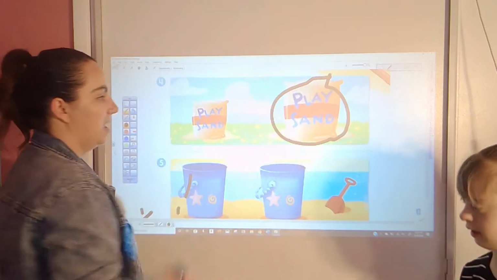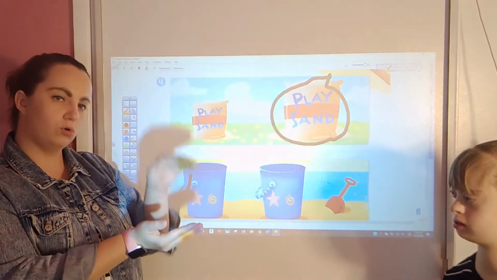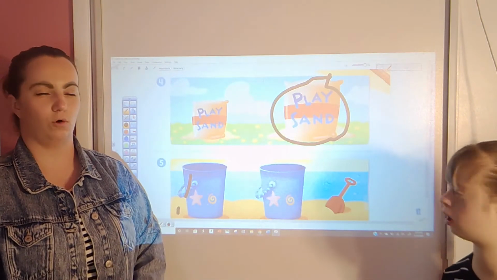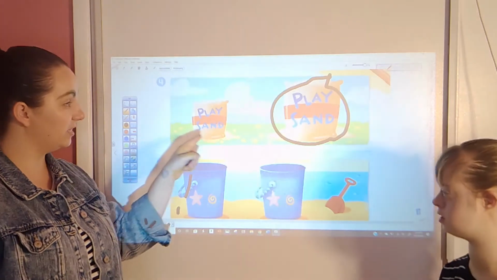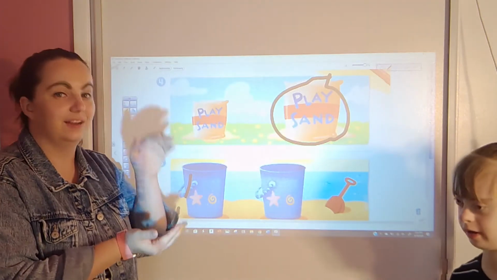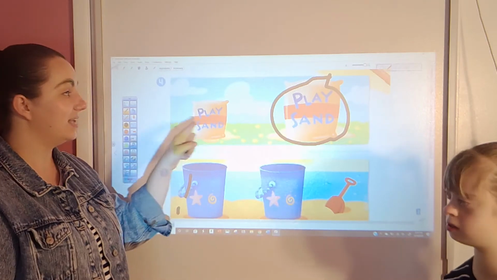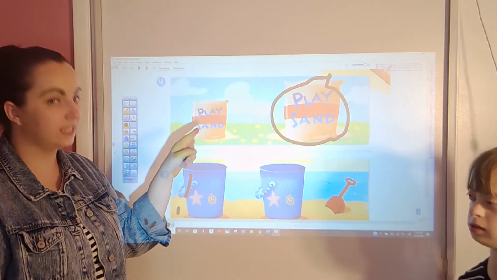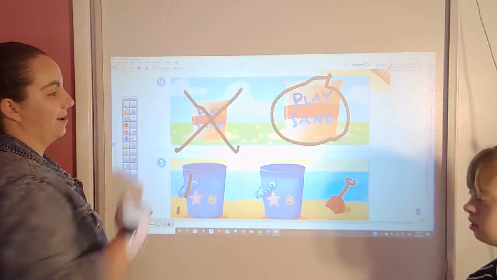Nice job. If that bag holds more, which bag holds less? Holds not as much sand. Which one? Yes, good job. Smaller bag, less space, less opening to hold sand, less capacity, holds less. We're going to go ahead and put an X on that sandbag.